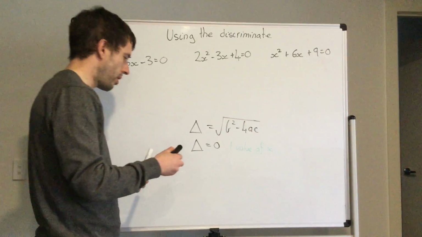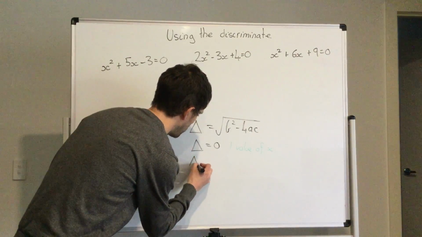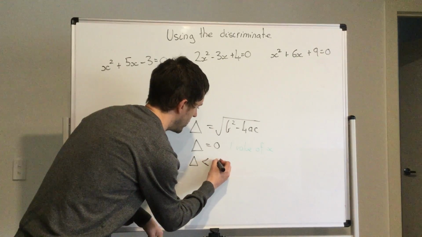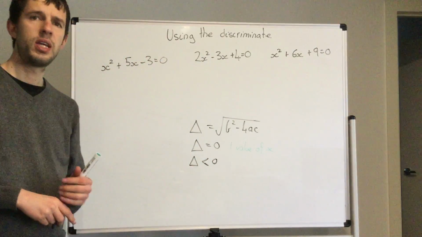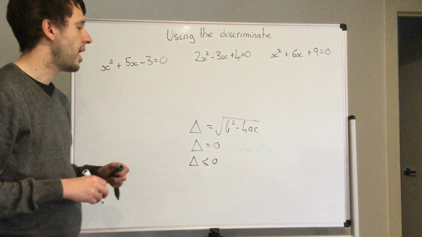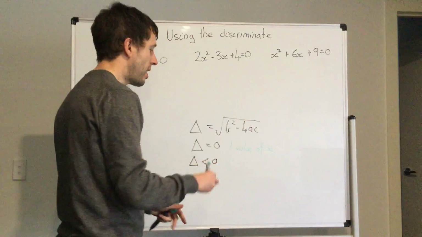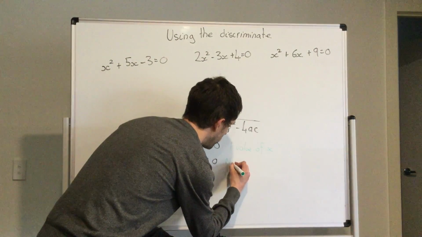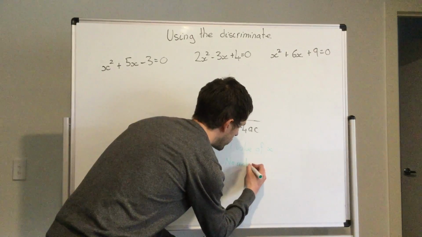If the discriminant is less than 0, then it's going to be in negative numbers, and we can't square root a negative. So that just means there is going to be no real solution.